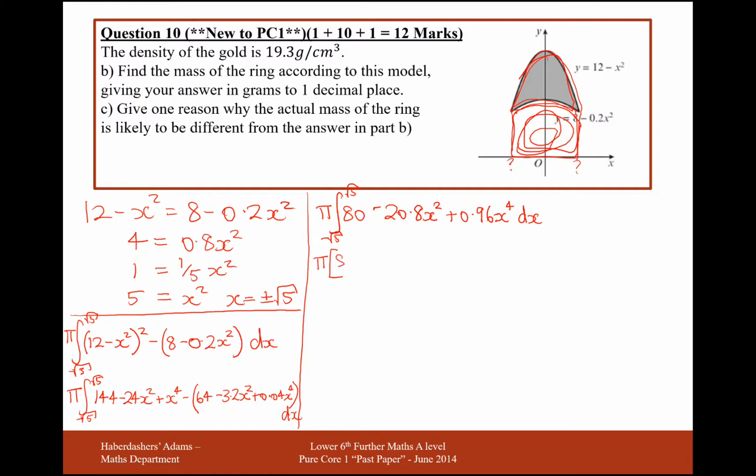Great, so now we need to do that bit of integrating. It's going to be 80x take away 20.8, and we increase the power by 1, so then we have to divide by 3, and then plus 0.96, and it would be x to the 5 now, so we divide by 5, and we're going to evaluate this between root 5 and minus root 5.